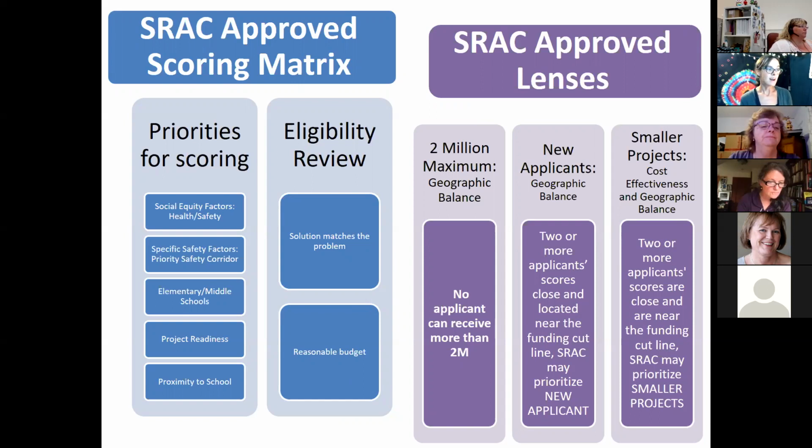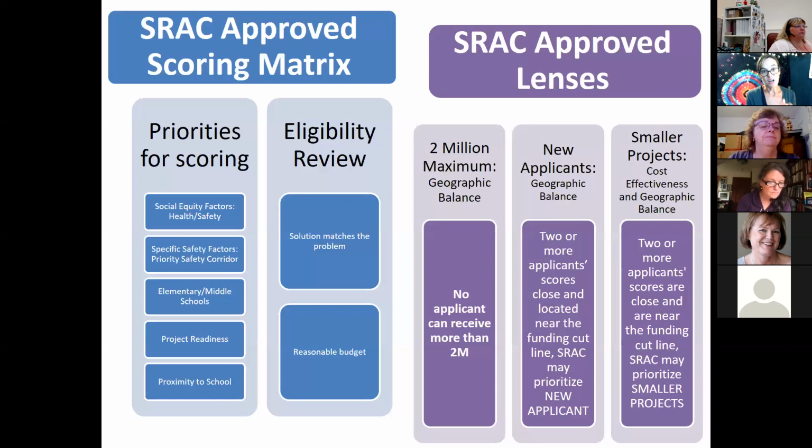We're also prioritizing elementary and middle schools. We're looking for projects that are ready, and we're looking for projects that are closer to the school. So all of those things will equal the score of the project. We'll also at the same time be doing an eligibility review, so we're making sure that the solution that they're proposing matches the problem that they're telling us about, as well as taking a look at their budget, make sure it's reasonable.